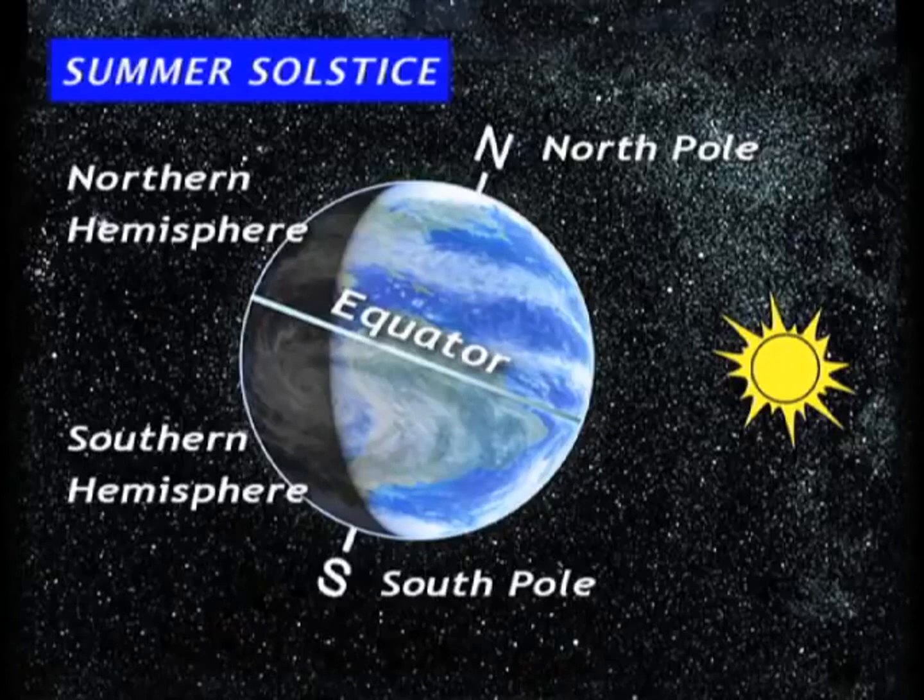On the first day of summer, around June 21st, the northern hemisphere is tilted the most toward the sun. This is called the summer solstice, and the sun's path is higher in the sky than it is on any other day of the year. Because the sun is in the sky for more hours, the summer solstice is also the longest day of the year.